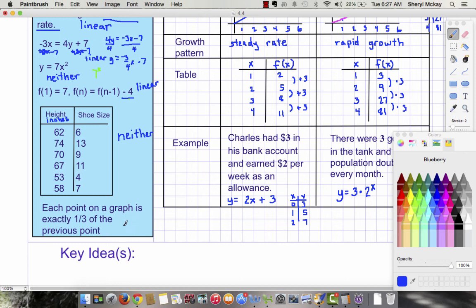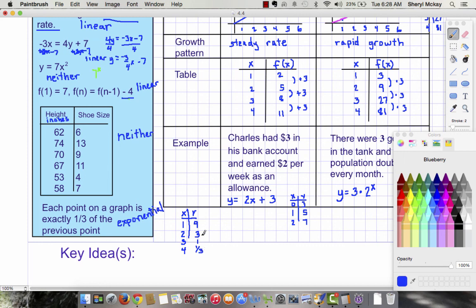This time, you should have said that this was exponential. And the way that we know that is we think about what it's saying. Each point on a graph is exactly 1/3 of the previous point. So let's create a table, X and Y. If the first point was 9, then the next point would be 3, right? And then the third point would be 1, and the fourth point would be 1/3.